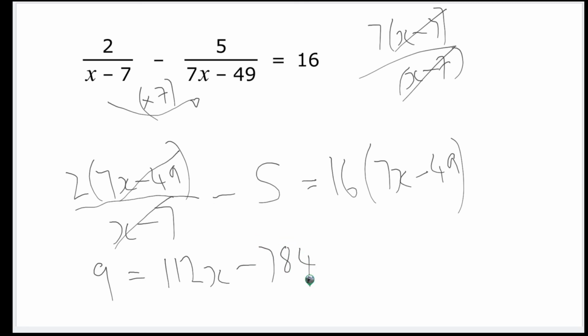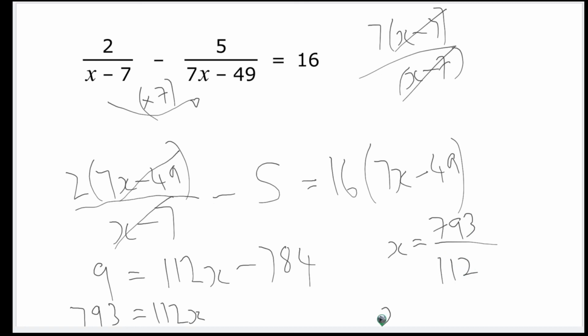Just because the numbers are bigger, the same principle still applies. I need to get rid of minus 784, so I do that by adding 784. So 9 plus 784 is going to be 793 is equal to 112x. So to solve this, in this case I'm just going to leave it as a fraction. You can evaluate it if you need to. x is equal to 793 over 112. When you evaluate that, write it down to 3 significant figures.